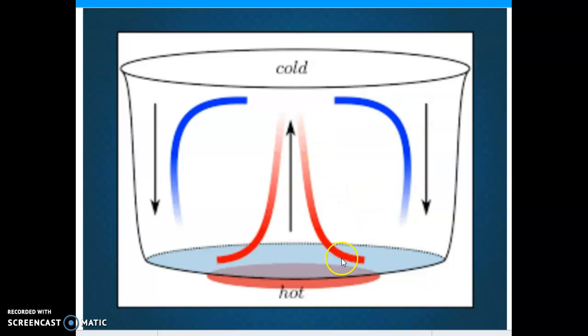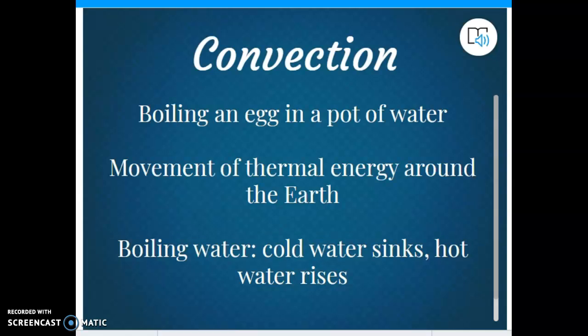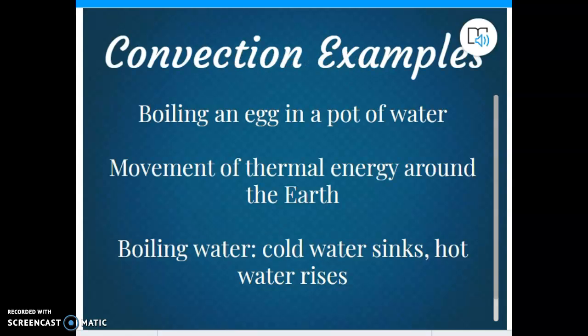But this is a convection cell. You're going to notice the hot water rising and the cold water sinking. And that's why you can kind of watch the macaroni noodles bounce up to the top and sink to the bottom if you've ever watched something boiling on a stove. Boiling an egg in a pot of water is convection. Why? Because the heat's being transferred through a liquid.